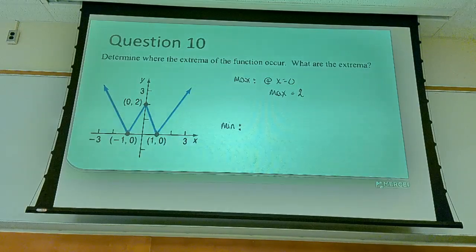Is there a minimum? It occurs at x = -1 and x = 1. And what is the minimum value? The first minimum value is 0, and the second minimum value is 0. Same argument: we do have an absolute minimum, but no absolute maximum.